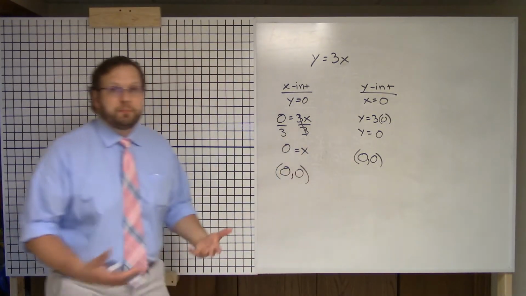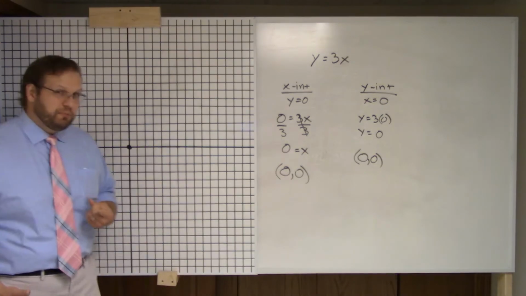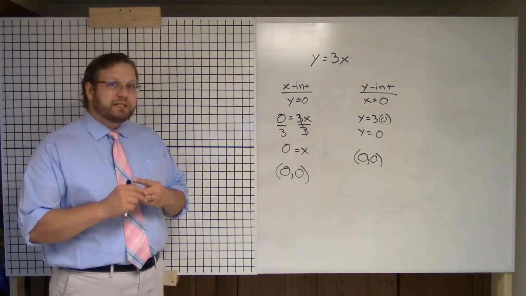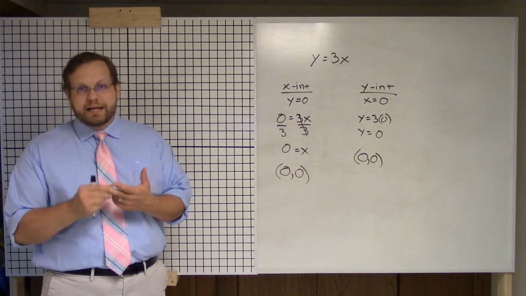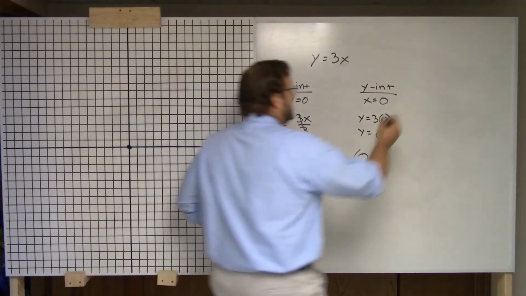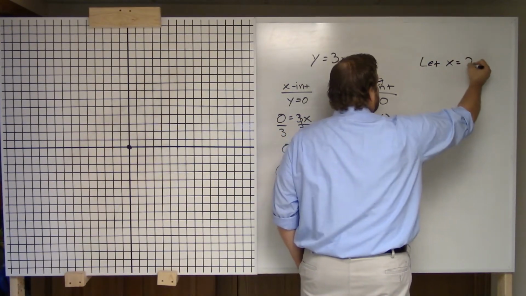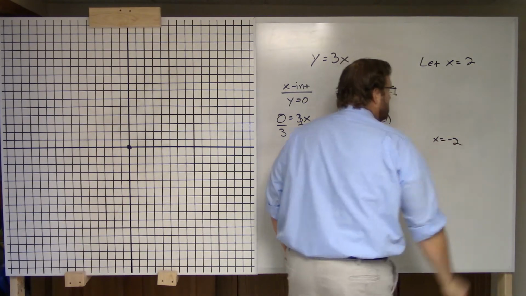Now, that's not a bad thing. However, we only have 1 point. Okay, how many points do we typically want to find? We typically want to find 3. So that means we still need to find 2 more random points along that line. Again, a second one is necessary. A third one is just to check. So I'm going to let x equal, let's say, 2, and let x equal -2.